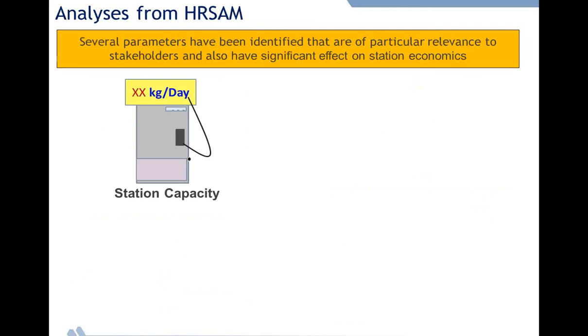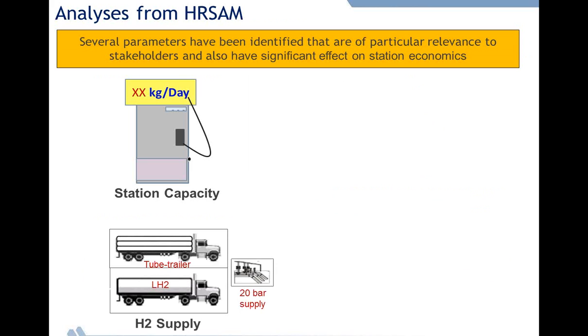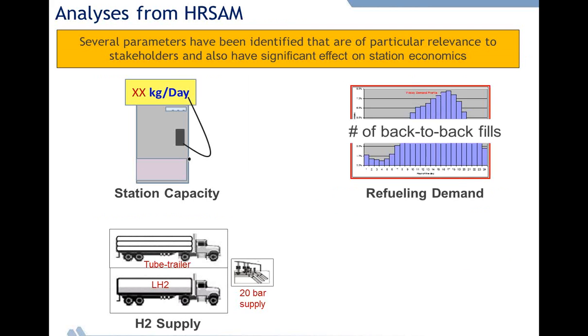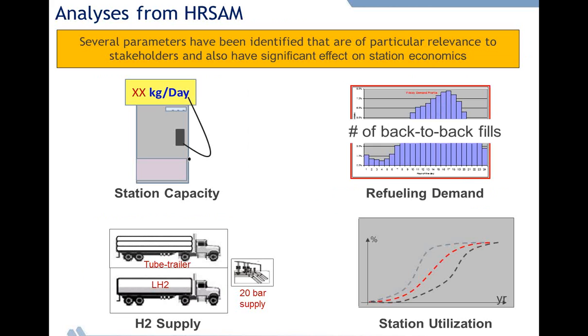So we identified several factors. Of course, one of them is the economies of scale of the station. A small station will result typically in a high dollars per kilogram, while a larger station will result in otherwise. So we did some runs just to provide some insights that the model can provide. The supply form, whether you supply in liquid or in gaseous form, has some impact. And the performance of the station, how many back-to-backs, is another factor. And then the utilization is the biggest of all, and we reserve this to the last.